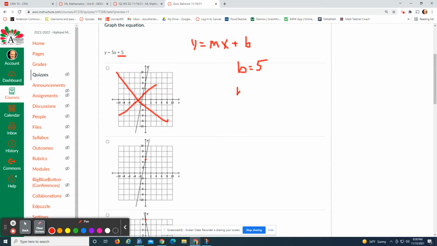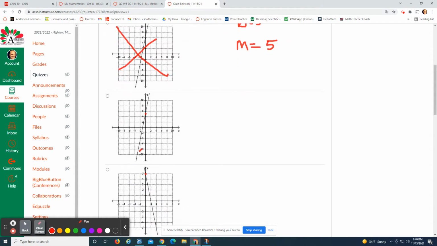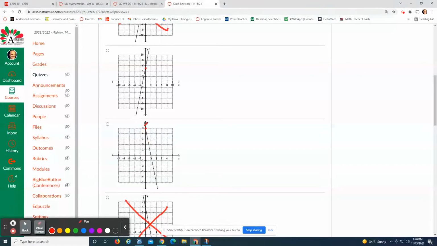And then we've got to look at the slope. The slope says that it's positive 5. So the first thing I would check is this one is positive, right? It's going left to right, it's going up. And this one is negative, left to right, it's going down. Because this one is negative, it cannot be this choice, which leaves us with only one clear option. It's this here.